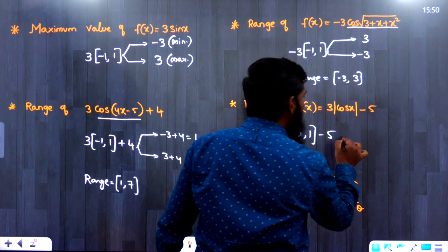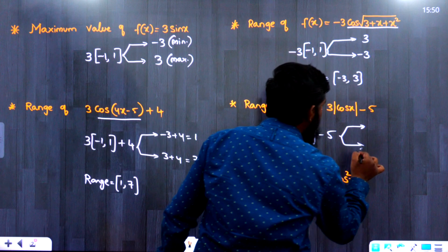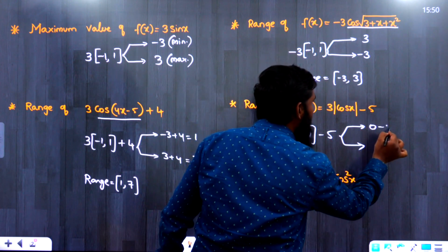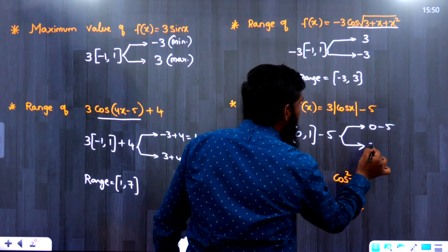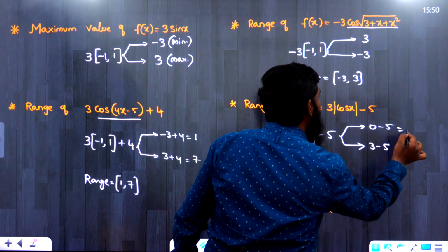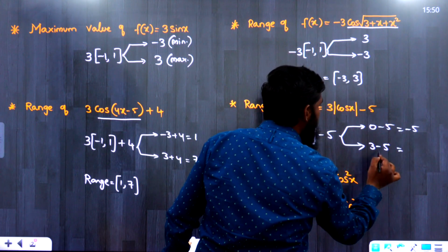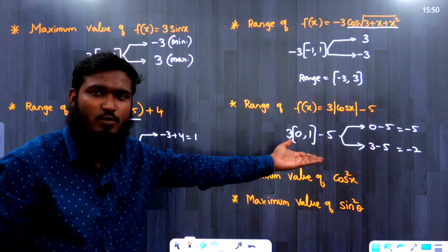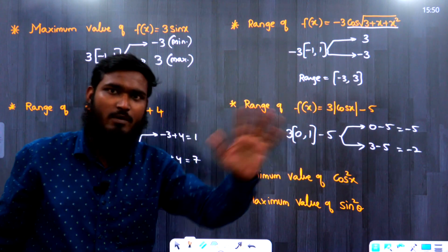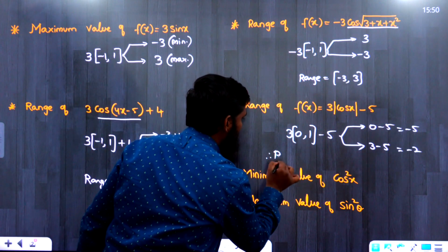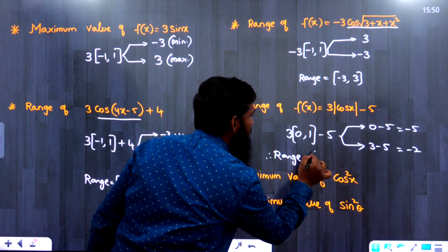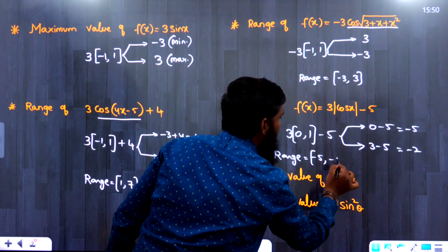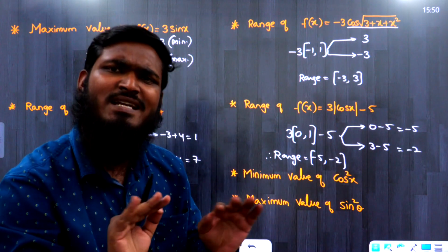If you have taken this, again we will be having two cases. What is the first case? 3 into 0 means 0, minus 5. Next case, 3 into 1, 3 minus 5, which is equal to minus 2. Again we have to find the range over here. Range means minimum value, maximum value. So what can we write? Range is equal to, what is the minimum value? Minus 5. What is the maximum value? Minus 2. That's it.